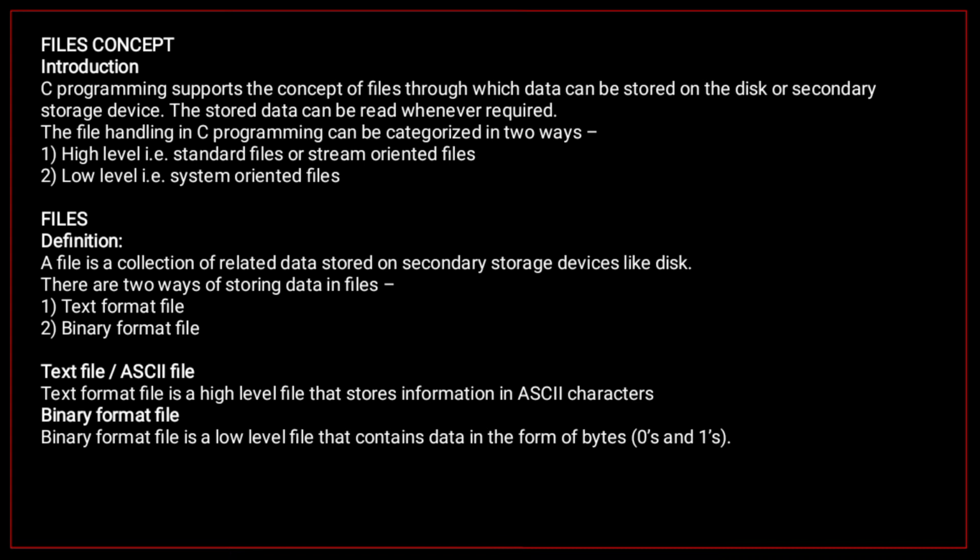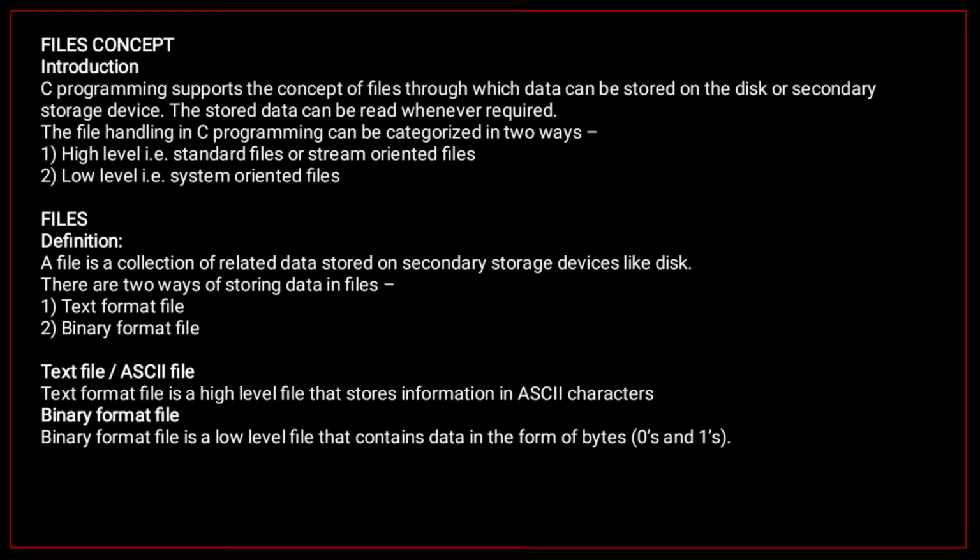Now second is binary file. A binary format file is a low level file that contains data in the form of bytes, that is zeros and ones. In binary format, data is stored on the disk in the same way as it is represented in the computer memory. Binary files are not in readable form and can be created and read only by specific programs. The binary files are compiled versions of text files.